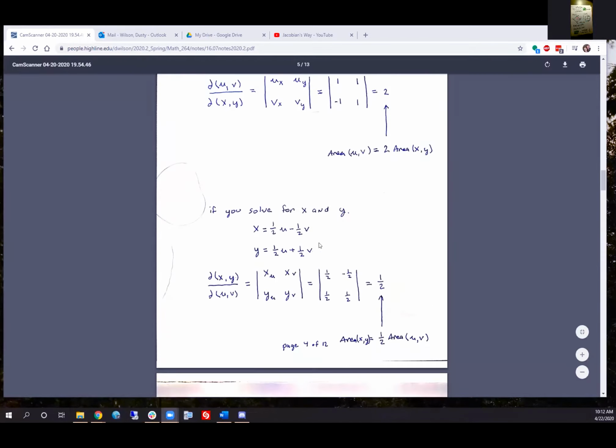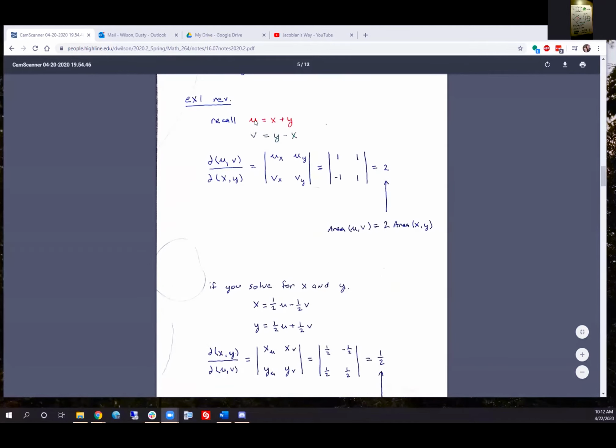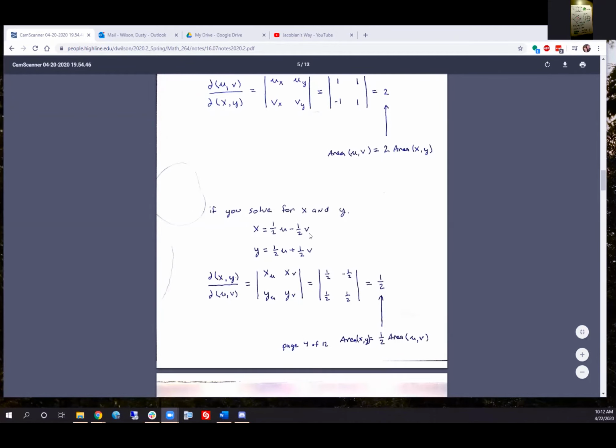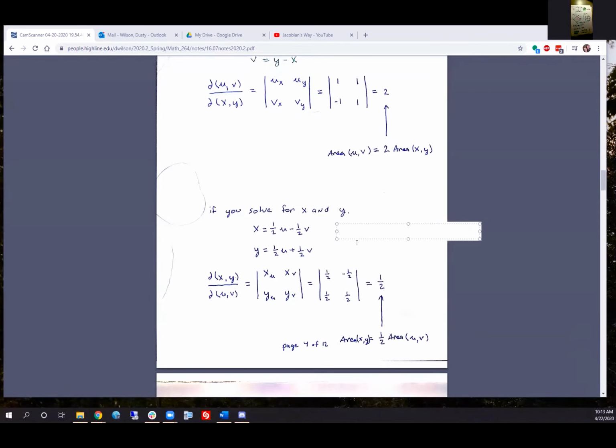So if we solve for x and y, so we take these equations and instead of solving for u and v, if we solve for x and y, we would get that x is equal to half u minus half v, y is equal to half u plus half v. And now we can find the determinant. What is this one? This is the Jacobian of xy with respect to uv.